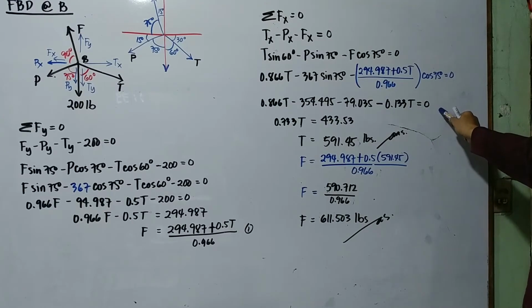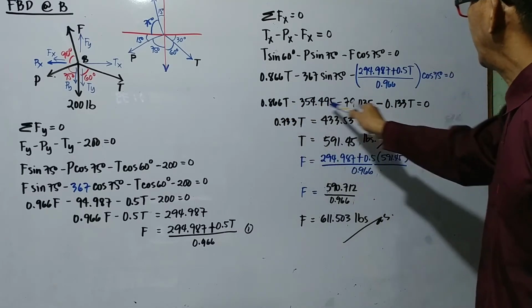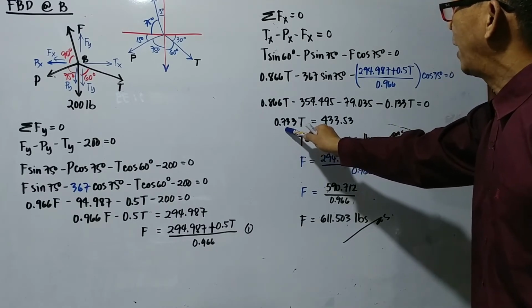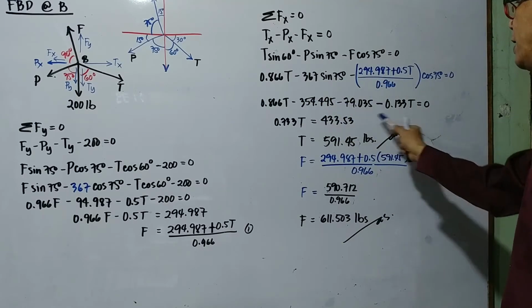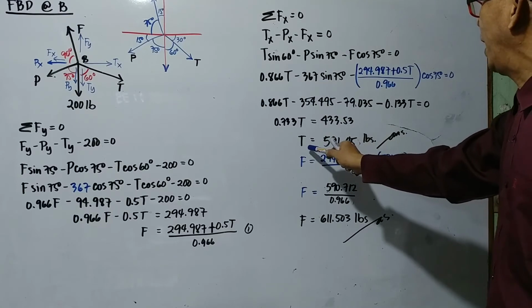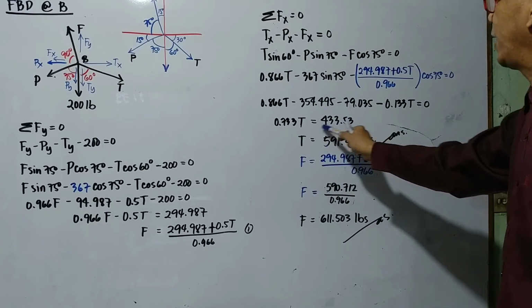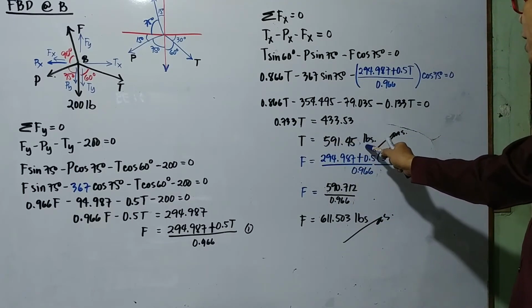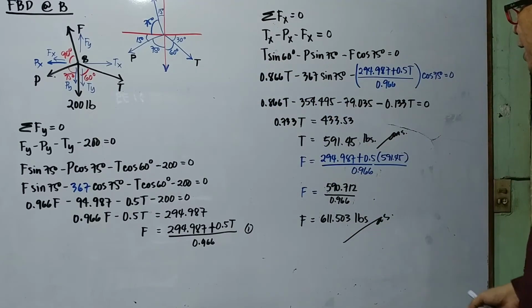Then this 0.5 cosine 75 divided by 0.966 gives 0.133 T equals 0. Combine these two, we have 0.866 minus 0.133, which is 0.733 T. Then bring the constants to the other side, we have 433.53. Finally, T equals 433.53 divided by 0.733, or 591.45 pounds. That is our answer for T.